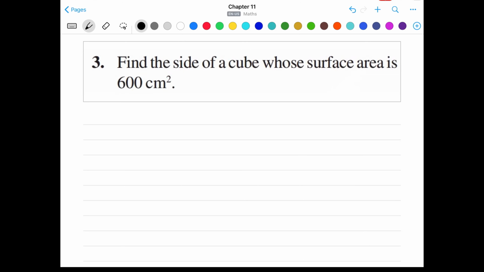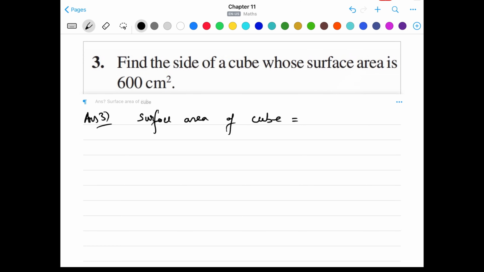It says find the side of a cube whose surface area is 600 centimeters square. This is a very simple question. Let's write its answer number 3. What we are given here is the surface area of a cube, which is 600 centimeters square. We need to find its side, and we know the surface area of a cube is given by 6 times side square.